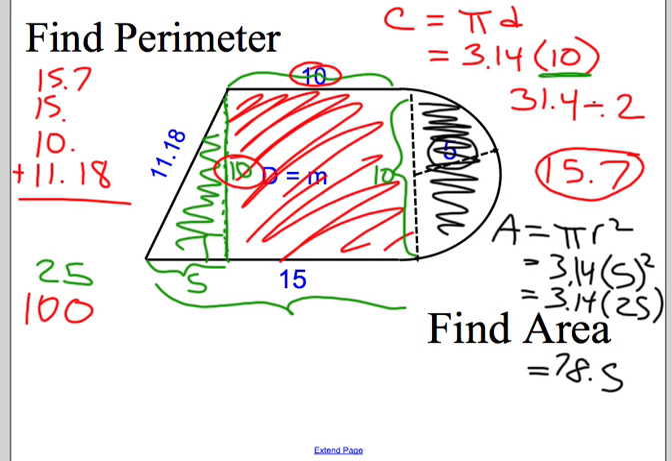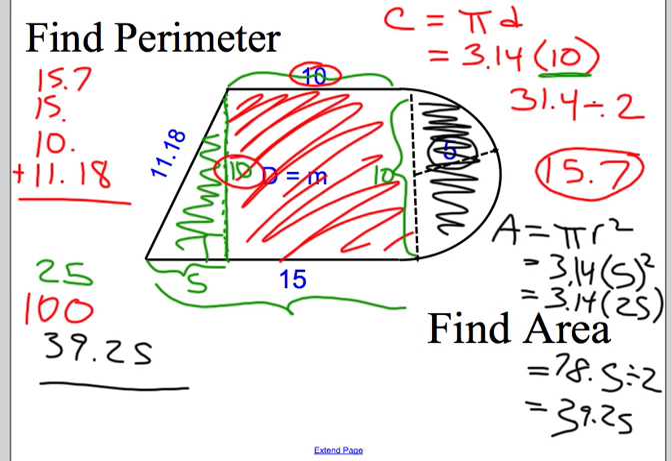Now that we have the area of what it would be if it was a full circle, we'll divide that by 2 because we just want half of the circle. 78.5 divided by 2 is 39.25. And then add those three areas up to get your total area.